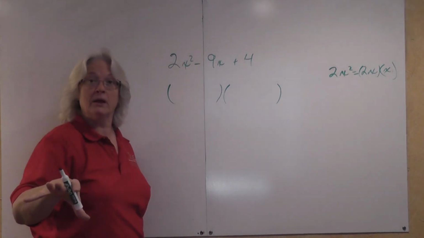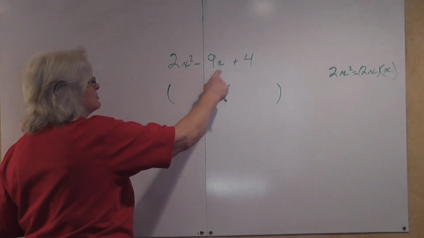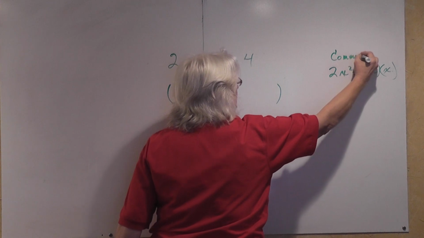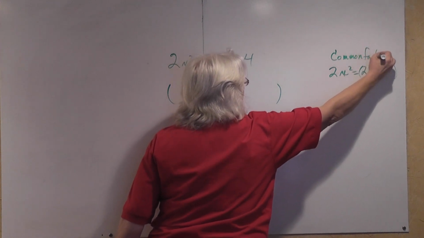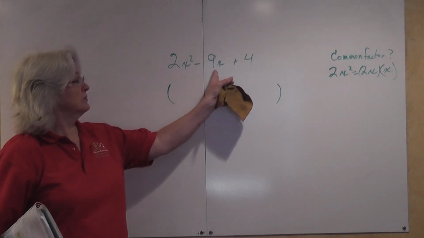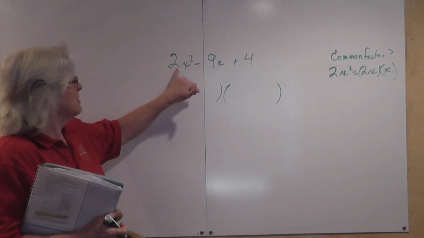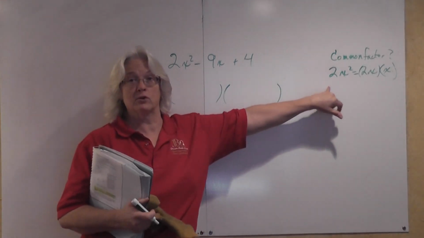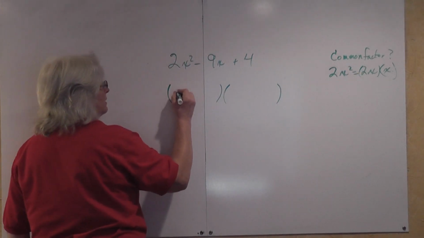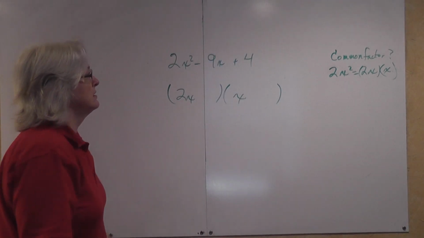Now what's the first step here that I neglected to articulate to you? We always first check for a common factor in that trinomial. Are there any common factors? No. 2 and 9 and 4, no common factors. So there's no common monomial factor. The first thing that we do is factor the first term and use those factors in our binomials. So we have 2x and we have x.